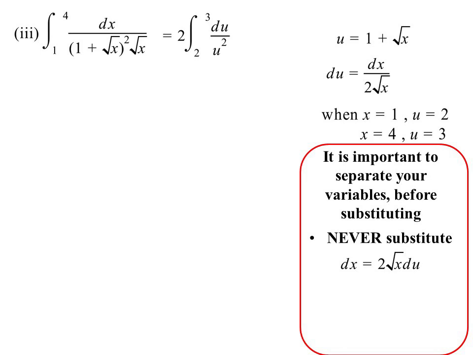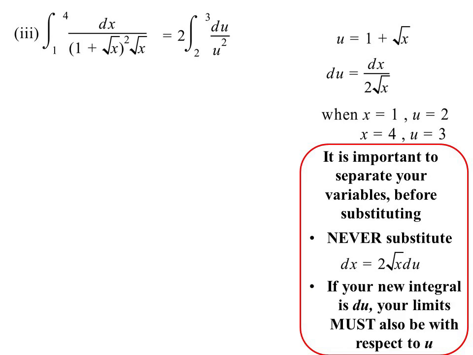Remember, it's a complete substitution, not just substitute into this bit. So if your new integral is in du, remember your limits also must change. So now our 1 here, they're changed to 2 and 3. All right, let's do our integration. We get the minus 1 on u, substitute in, there's our answer.